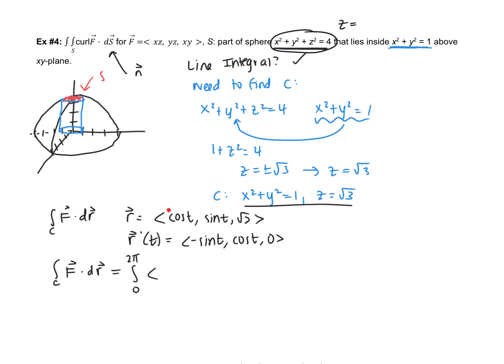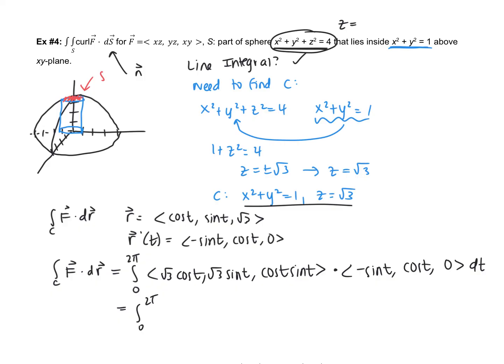If I do F of r, so I put this r into my vector field F, that's going to give me root 3 cosine t, root 3 sine of t, cosine t sine t, dotted with negative sine of t, cosine of t, 0, dt. And when I multiply all of that out, I get negative root 3 cosine t sine t, plus root 3 sine t cosine t, dt, which is so convenient because those subtract out to be 0, so we get a final answer of just 0.